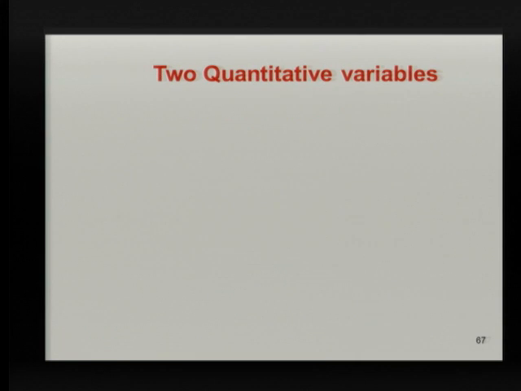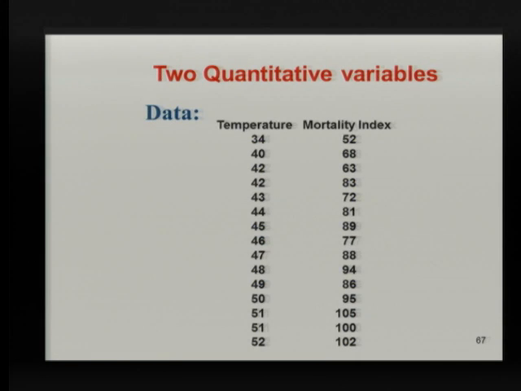How about 2 quantitative variables? Here is temperature versus mortality index. Right? This was observed from almost 20 countries. So there's one country where the average annual temperature is 34, and the mortality index for breast cancer is 52. Right? That's one country, and for each subject, or each country, we observe 2 observations.